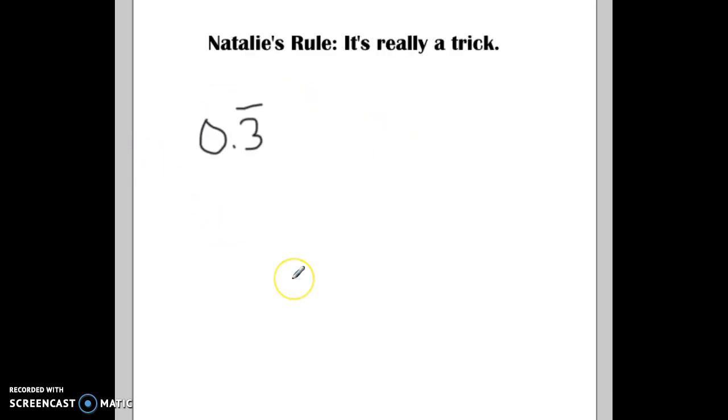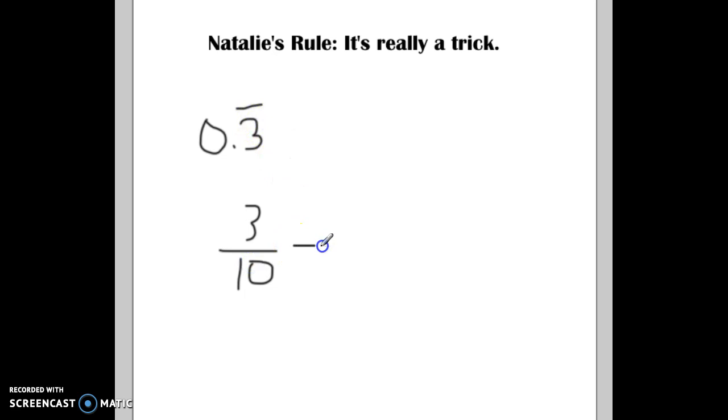Now, here's Natalie's rule. Natalie's rule is really a trick. It's really not a rule. And it works for a lot of numbers, but it doesn't work for every number. So when we look at this and we see the 3 is repeating, if the little bar wasn't there, we would call this 3/10. But that's not 3/10.